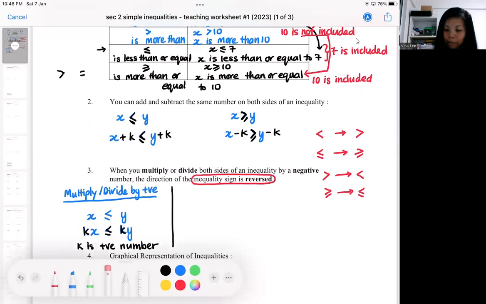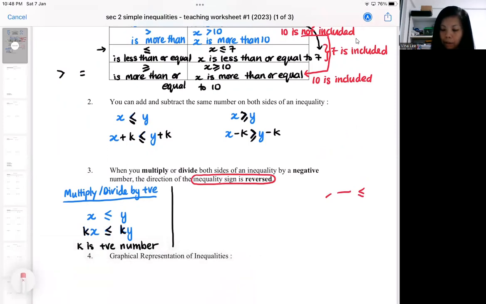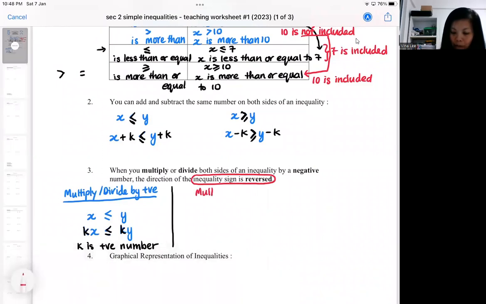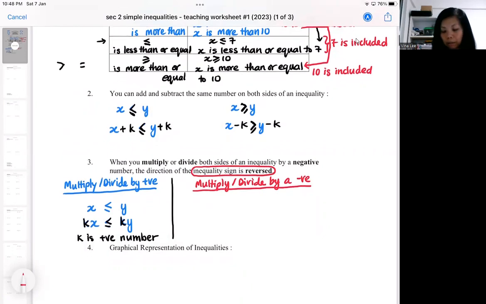So when will that happen? That will happen when you multiply by a negative number or when you divide by a negative number. So when you multiply or divide by a negative number. Later on in the numerical example, we will see the reverse part. This is the one that a lot of students will forget. The weaker students keep forgetting this.